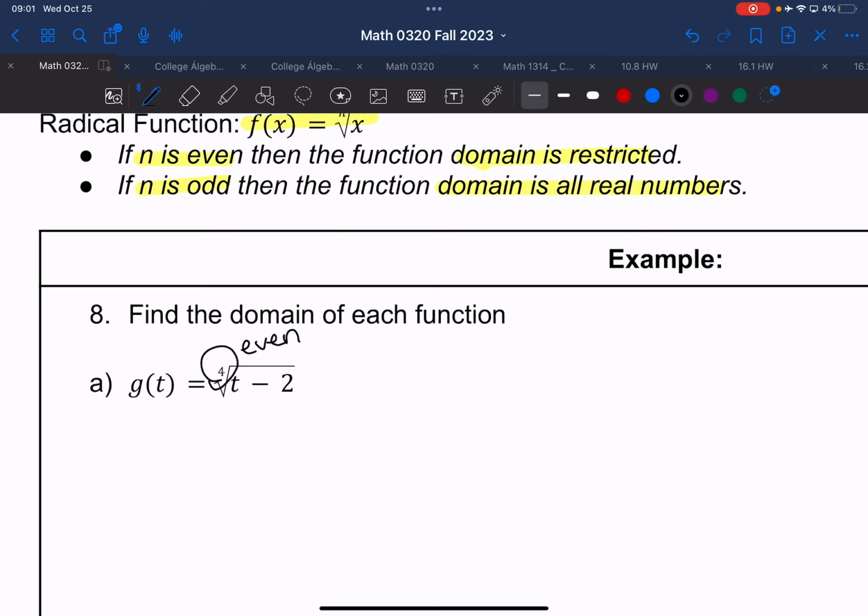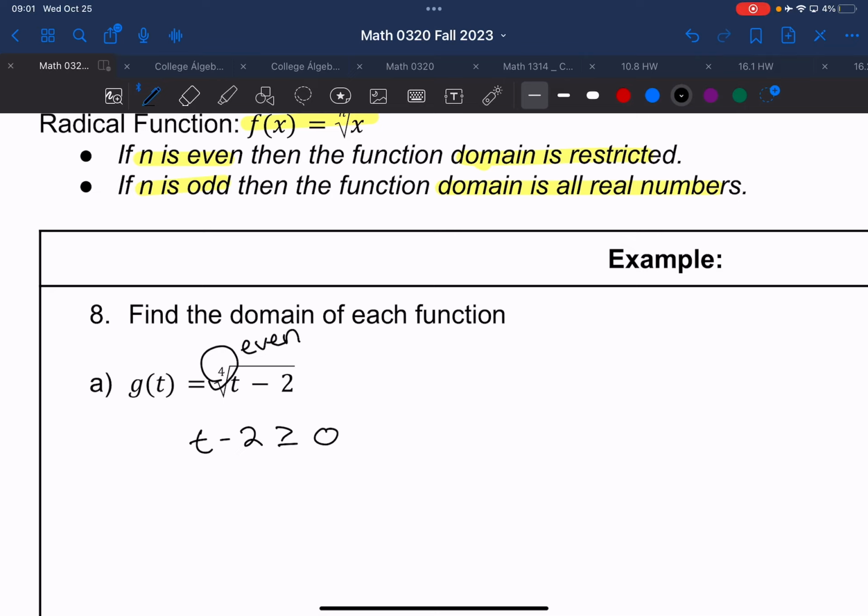So what that means is that if we have the square root of something, we know that that square root also has to be even. Okay? So, yes, even, positive. So we're going to take whatever is inside the root, so t minus 2, and we are going to set that greater than or equal to 0. Because it has to be a value that is positive. Because we cannot take the square root of a negative number if our radical is even. So that's why it has to be a positive number. So greater than or equal to 0.